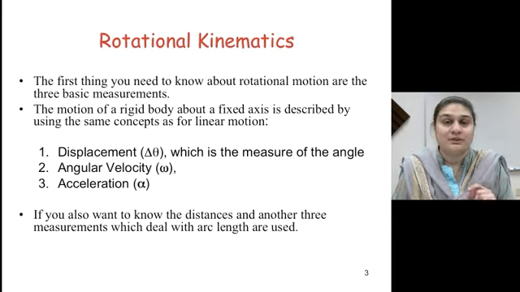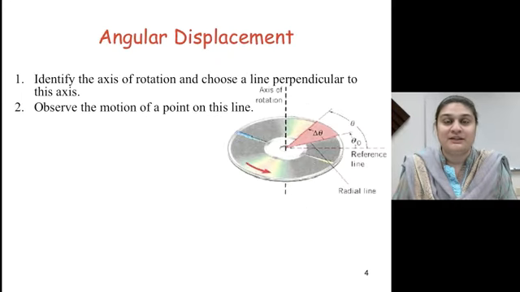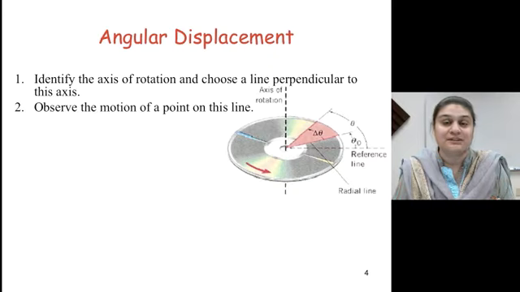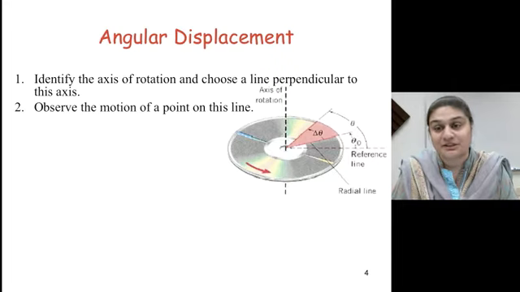Now, let's talk about each one individually. Angular displacement. In order to define what the angular displacement is, or how far something has moved, we need to do two things. One, identify the axis of rotation and choose a line perpendicular to this axis. Then observe the motion of a point on this line. So if you have a circle, what point should you start from? Scientists have just come up with an arbitrary reference line which corresponds with the zero line when we start talking about angles, and this is what all angles are measured from.